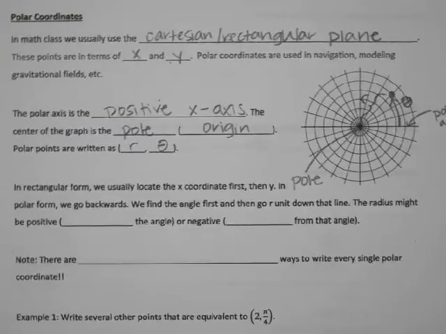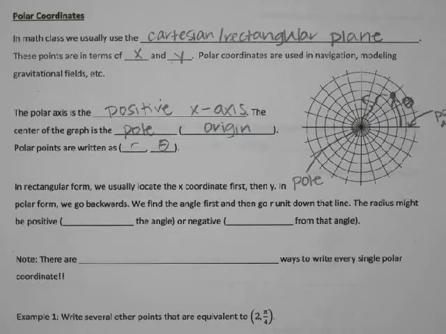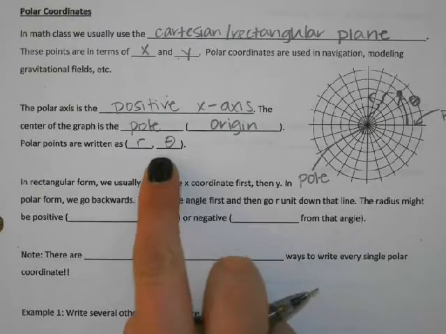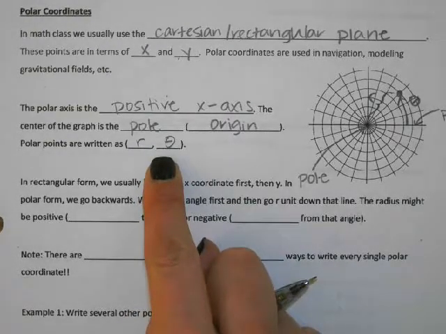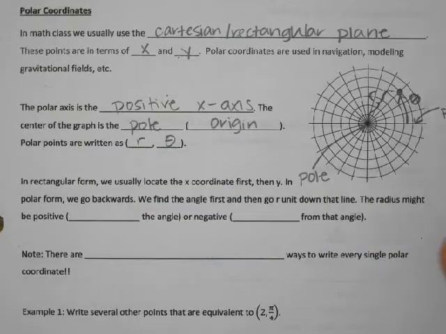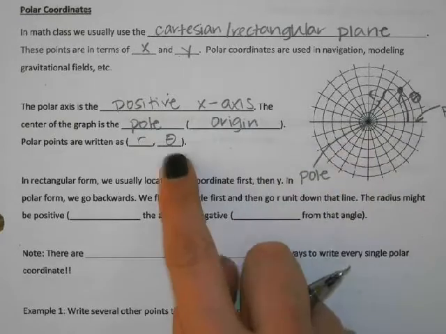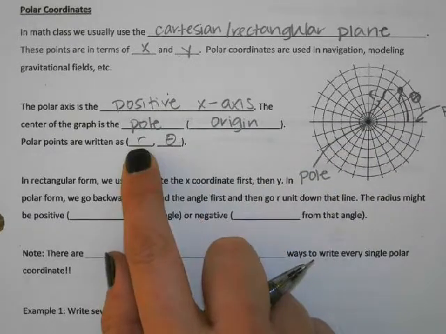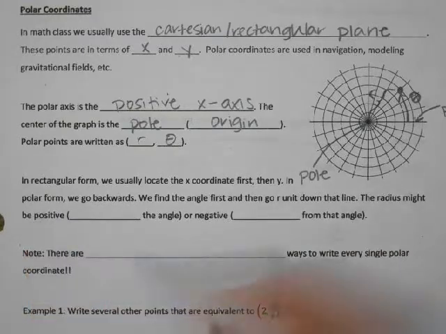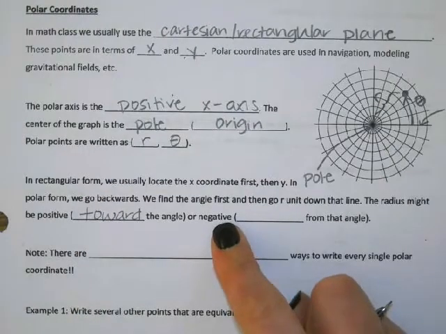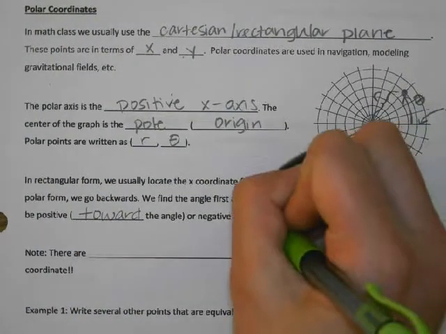When we graph things in the rectangular plane, we typically do right and left first and then up and down, right? If you have the point 3, -4, you go to the right 3, down 4. In polar coordinates, we go backwards. We locate the angle first. If you're talking about a 60-degree angle, then you would locate this line right here where 60 degrees is represented. And then from the center, if you wanted a radius of 3, you'd count out 1, 2, 3. So we graph the angle first, then we graph the radius. The radius might be positive, which means you go toward the angle, or the radius might be negative, which means you go away from that angle.